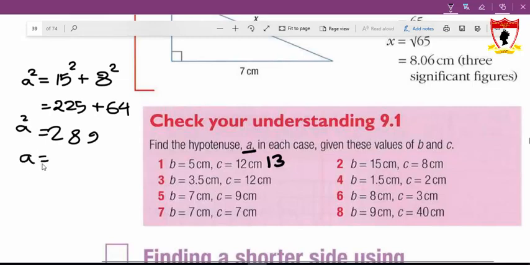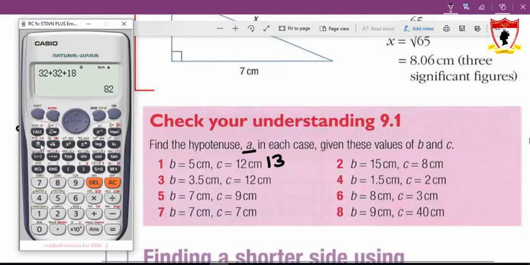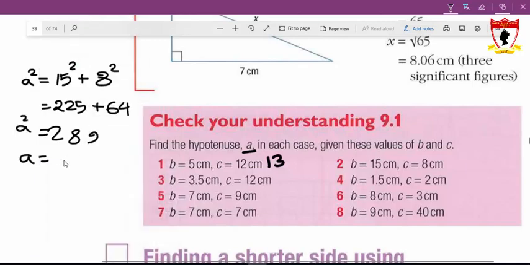What about just a? a is the square root of 289, which is equal to 17. And a is equal to 17. So here, the missing side a is 17 centimeters. So it goes like this.